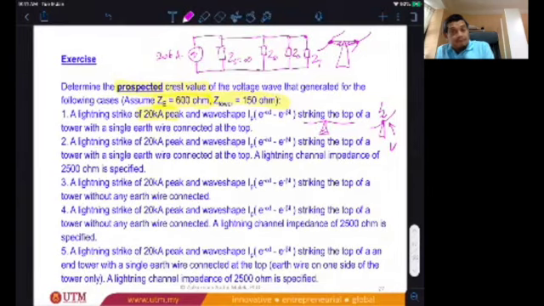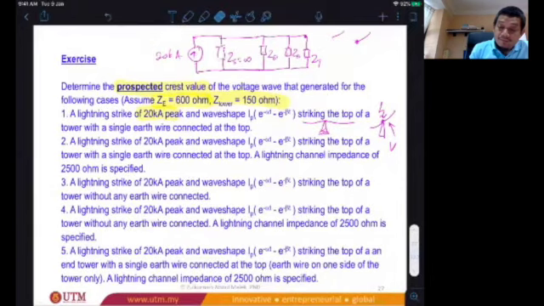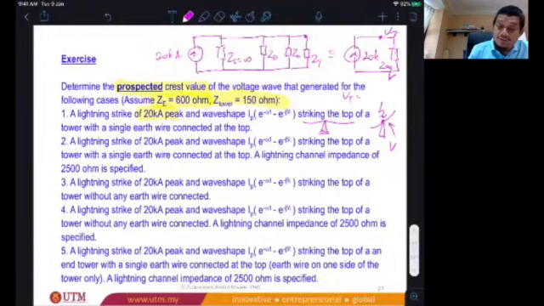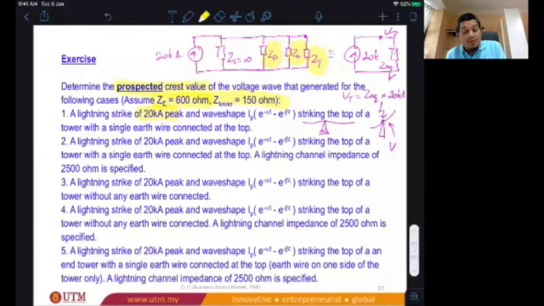Any answer? So very simple. Convert this into an equivalent circuit: 20 kilo-amp, Z equivalent, and this is your voltage. So VT is equal to Z equivalent times 20 kilo-amp. And Z equivalent is equal to the parallel of ZE, ZE, and Z tower. And Z tower is 150 ohm, ZE is 600 ohm. Okay, any question? You can continue on with number 2.